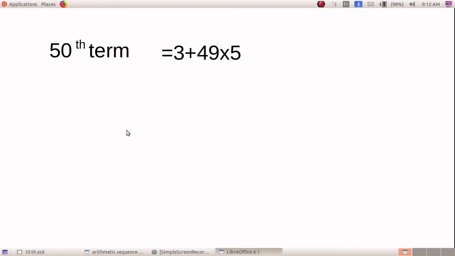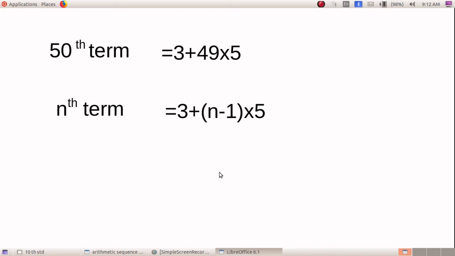The nth term is just a term, like we say 15th, 14th, 20th, like that. Just as we say the 50th term, it is the 50th term with forty-nine 5s. The 10th term has nine 5s. Therefore, what will be its nth term? With 3, tell me, we have to add n minus 1 fives. This can be simplified.